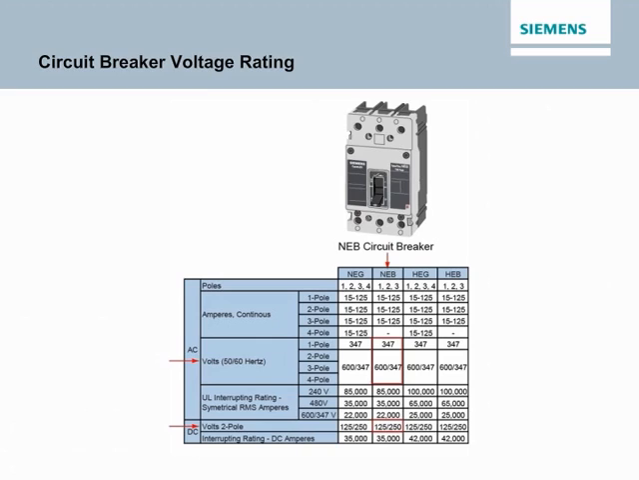For example, a 480 volt circuit breaker could be used in a 240 volt circuit, but a 240 volt circuit breaker could not be used in a 480 volt circuit. Some circuit breakers have what is referred to as a slash voltage rating, such as a 120/240 volt, or, as shown in the accompanying graphic, 600/347 volt for 2, 3, or 4 pole NEB breakers, and 115/250 VDC for 2 pole NEB breakers.